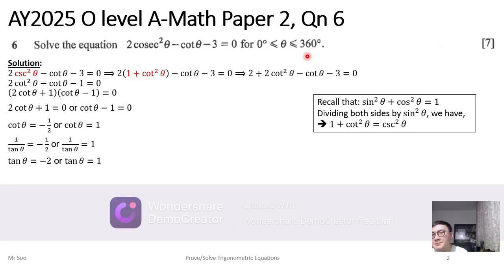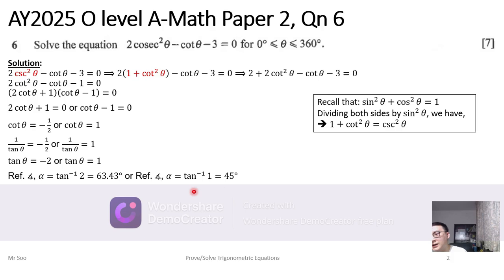But for tangent theta equals minus 2, the first part, tangent theta is negative. So when you find alpha, the reference angle or basic angle, you drop the negative sign. It will be inverse tangent of positive 2. You take strictly the positive value to find alpha, which is 63.43 degrees. For the other one, 45 degrees, a special angle.